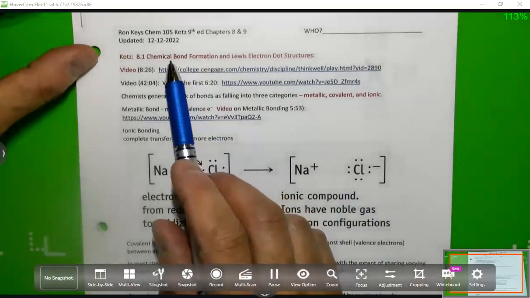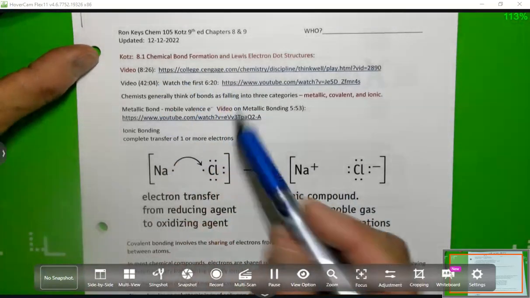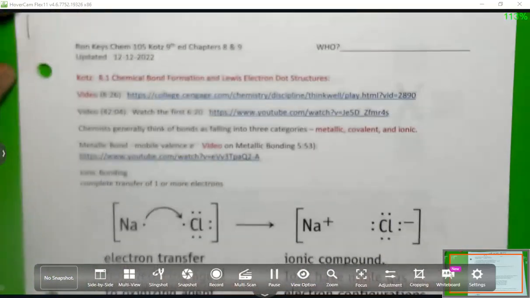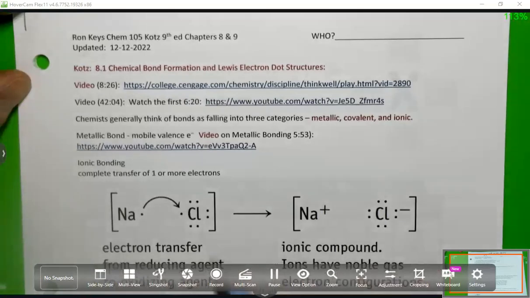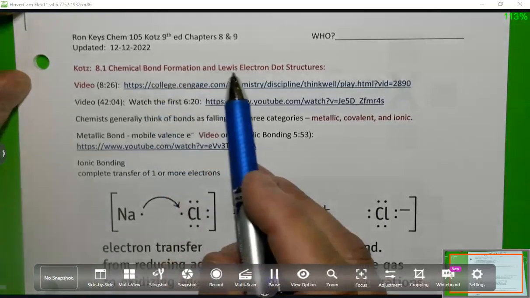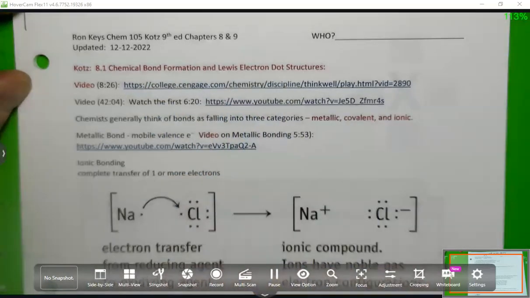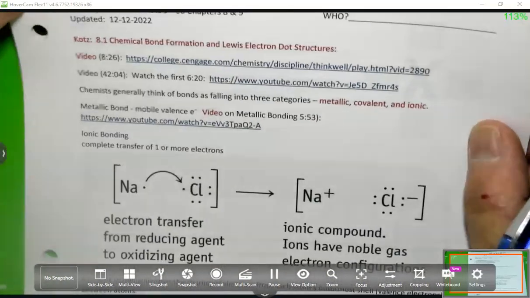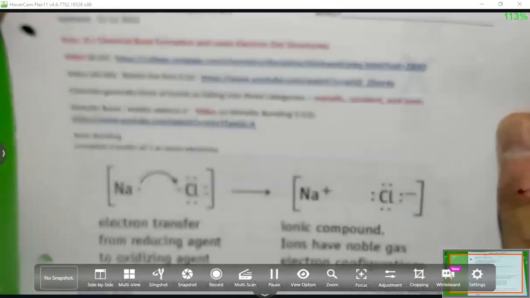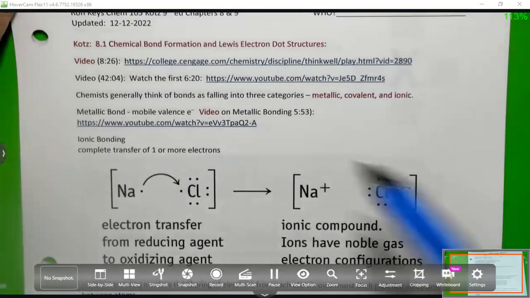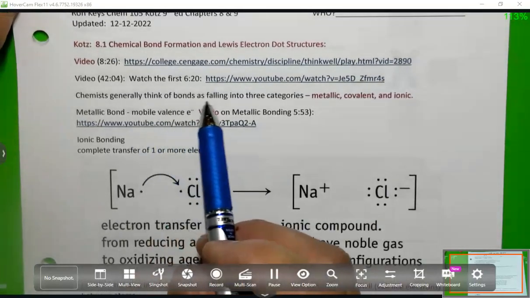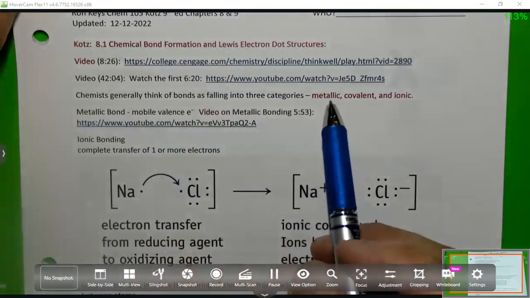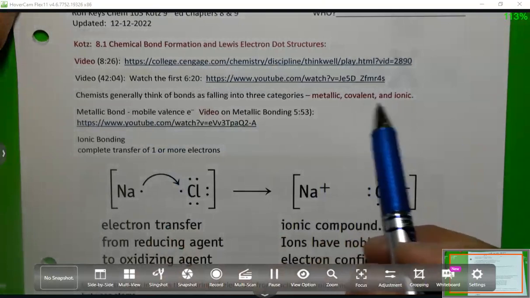So 8.1. And you want to start poking around in all chapters 8 and 9 as soon as you get a chance. So 8.1's on chemical bond formation and Lewis electron dot structures. So with that, chemists generally think of bonds as falling into 3 categories: metallic, covalent, and ionic.